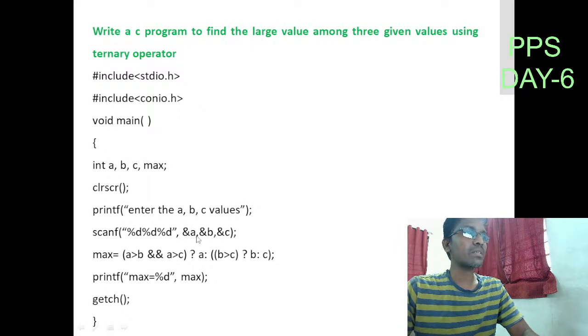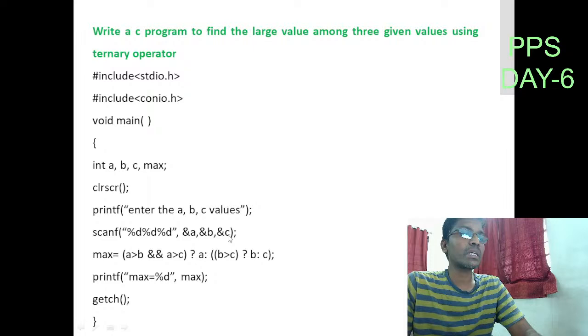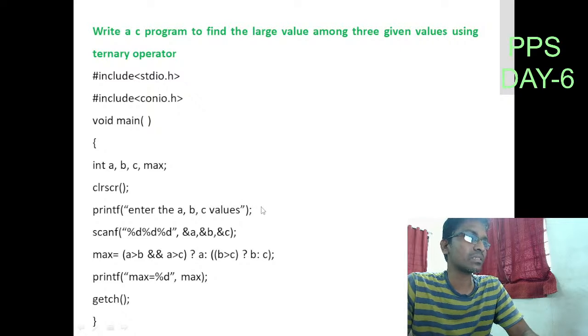So ampersand followed by variable, comma, ampersand followed by second variable, comma, ampersand followed by third variable. So I want to read three values. For checking among three numbers, which one is the largest number, that's why I'm going to read three values from the keyboard. If you want to read three values from the keyboard, then you have to use the scanf function followed by the address operator, or ampersand, followed by the variable.